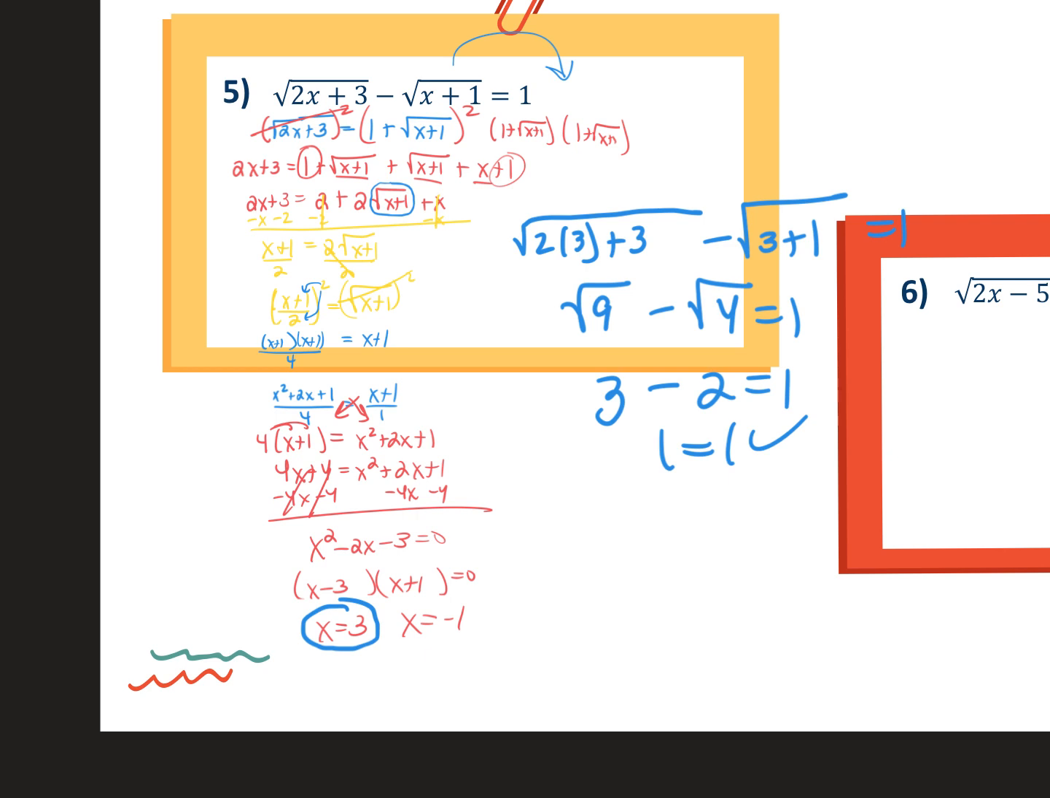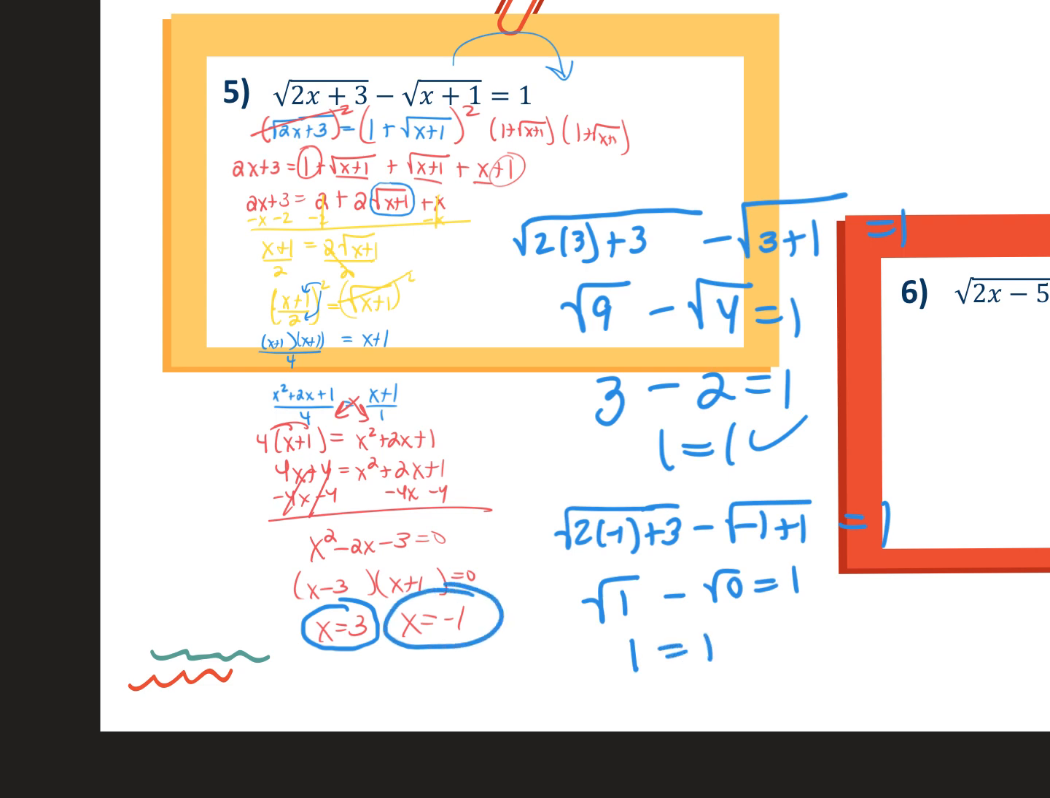Let's try negative 1. So the square root of 2 times negative 1 plus 3 minus the square root of negative 1 plus 1 equals 1. So I have negative 2 plus 3 is the square root of 1, minus the square root of 0, does it equal 1? Well, the square root of 1 is 1, minus 0 equals 1. So x equals negative 1 is a valid solution.